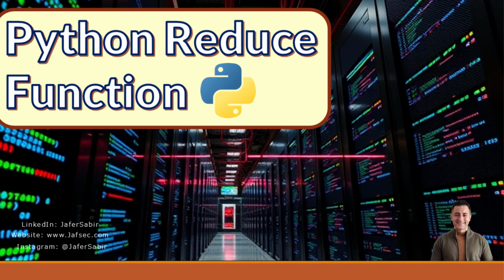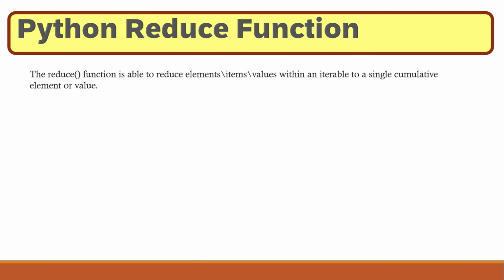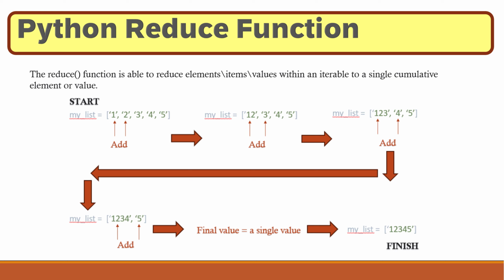In this video, we will have a look at a method which is part of the functools module, called the reduce function. The reduce function is able to reduce elements, items or values within an iterable, such as a list, tuple, or dictionary, to a single cumulative value. And the way it works, it performs a process starting on the left of the iterable.